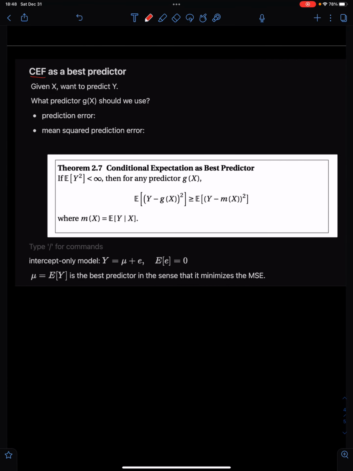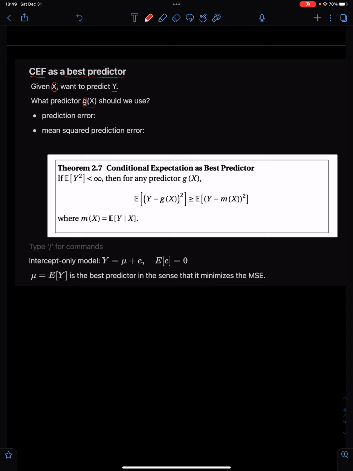In this section, we'll see that the conditional expectation function is actually the best predictor. Suppose that you are given an x variable and you want to predict y. What predictor g of x should we use? What functional form of g should we choose?